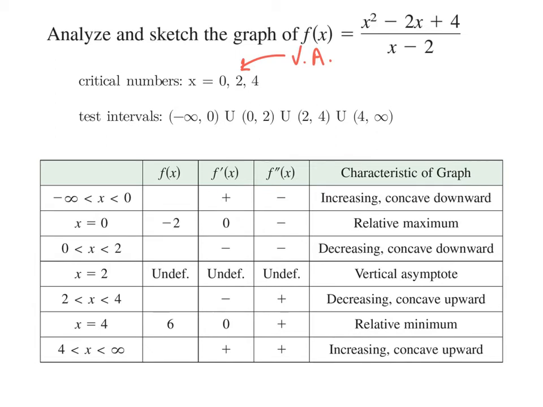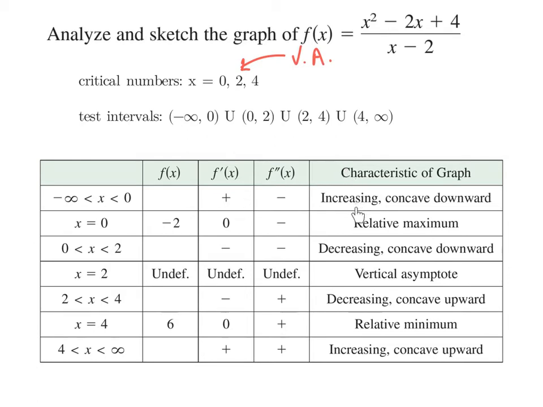So my critical numbers are 0 and 4 from my first derivative, and I have to include my vertical asymptote at x equals 2. So I test all the numbers in and around it. And we can see that when I do plug in 2, I get undefined all the way across. So that's my vertical asymptote. And I'm going to test numbers in between negative infinity and 0, and I get positive first derivative, negative second.